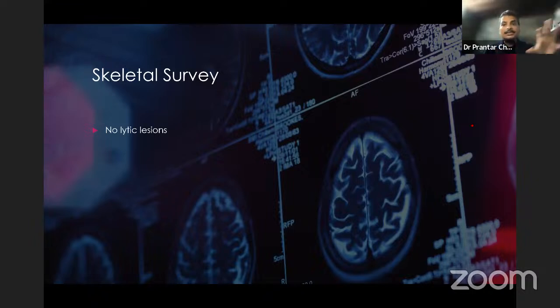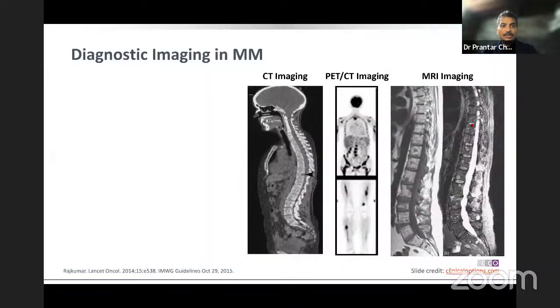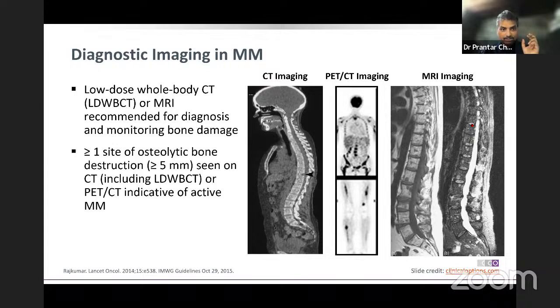Now we did a skeletal survey in other regions like the skull, right? Other vertebra and the long bones like the femur and the humerus. So no lytic lesions were detected. Should you stop there? No. We should not stop at x-rays if your clinical suspicion is high, like in this patient. You should either do a low dose whole body CT or MRI for diagnosis and monitoring of bone damage, right?